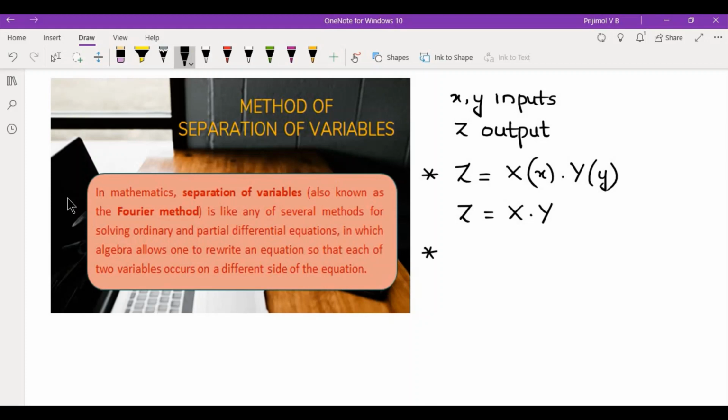Now after assuming this, we are going to separate the variables, that is, different variables on either side of the equation. After separating the variables, the next thing we are going to do is solve the equations. This is the method we adopt in the method of separation of variables. Now let us continue solving our next question.